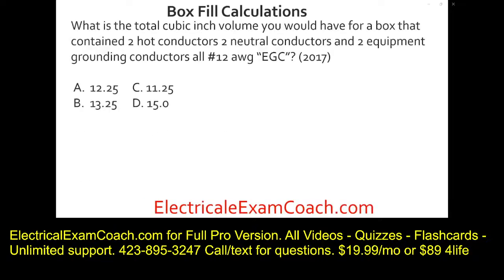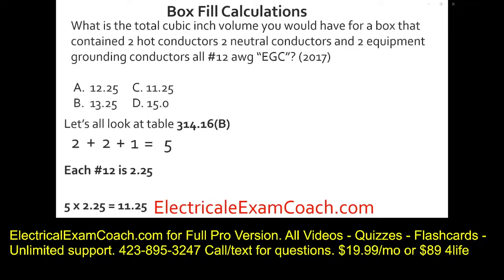What is the total cubic inch volume you would have for a box that contained 2 hots, 2 neutrals, and 2 equipment grounding conductors, all of the 12-gauge persuasion in the 2017? Well, we know we're going to count our 2 hots, we know we're going to count our 2 neutrals, and all of the equipment grounds count as 1 total. We would have a total of 5 conductors. We do the math for 12-gauge conductors, and we end up with 11.25.